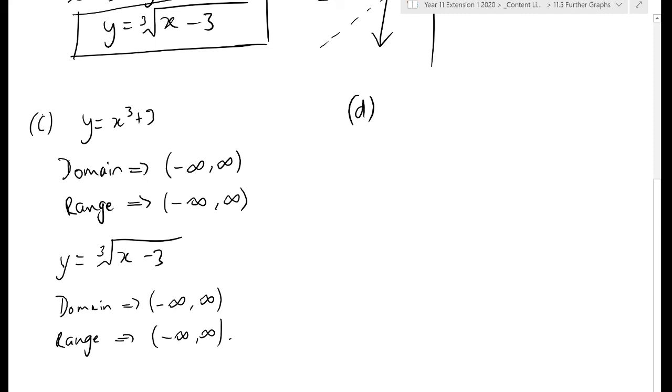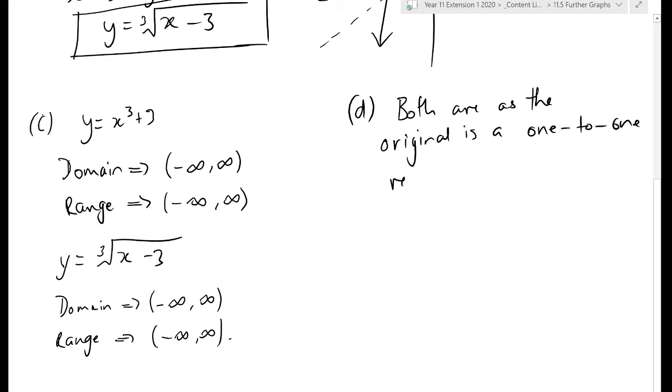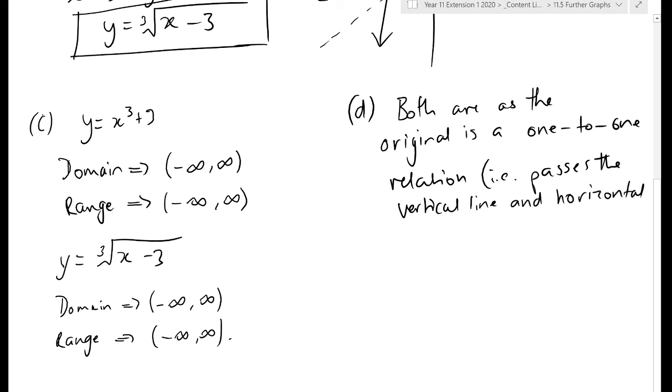Okay, part D, is the relation or its inverse a function? Both are. As, and you can say it like this, as the original is a 1-to-1 relation, i.e. passes the vertical line test, or vertical and horizontal line test. Show them how much you really know. Okay, so that's that one done.